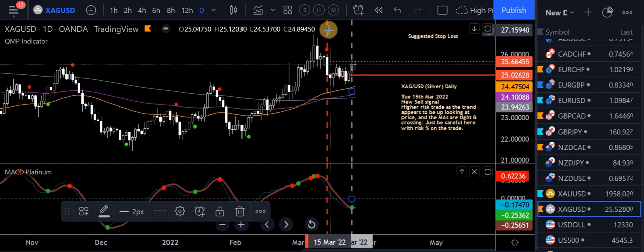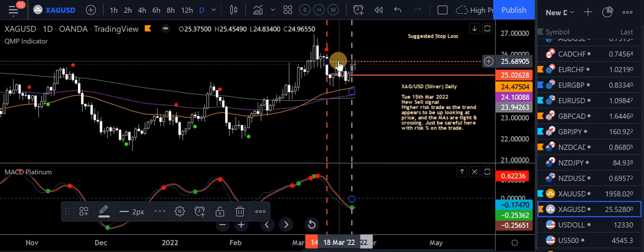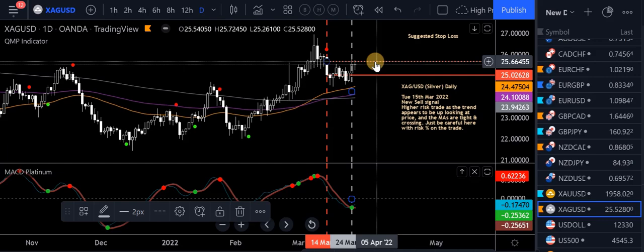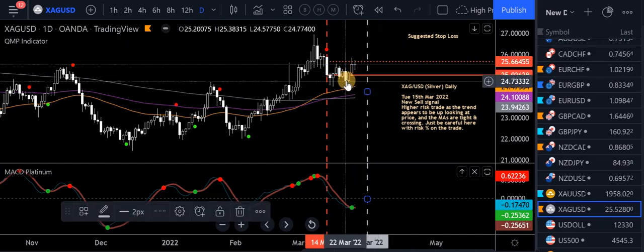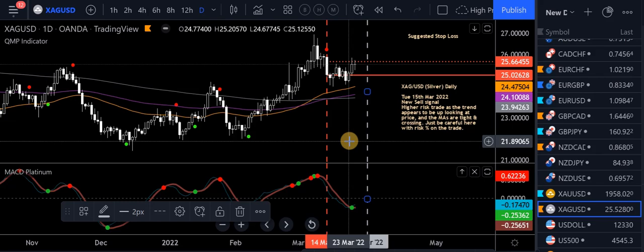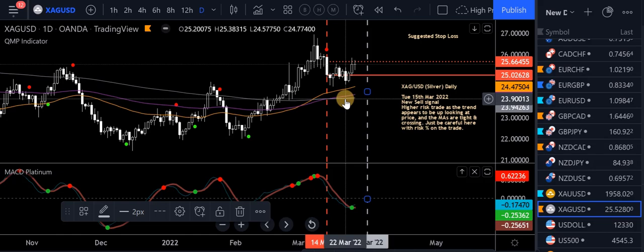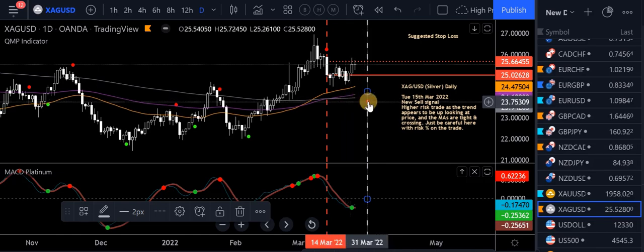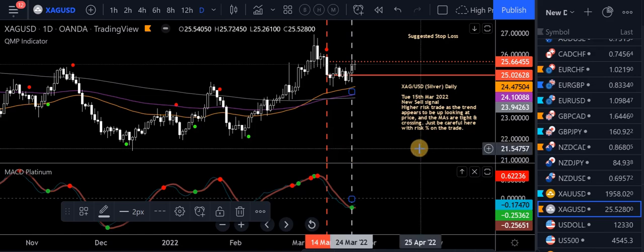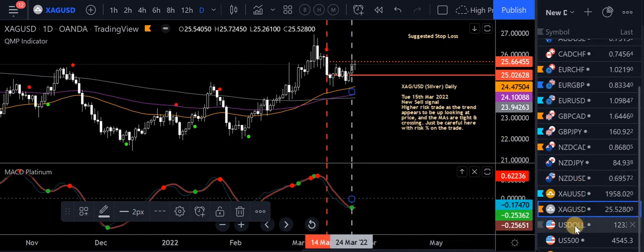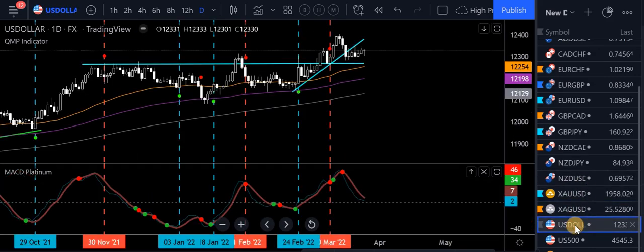The initial stop was up here somewhere. I dragged it all the way down here, just to make the loss a lot smaller. And as it turned out, in hindsight it was probably a good idea. Now it does correlate strongly with gold, so just be careful if you're trading silver and gold together. Again, we've got a warning signal there because we've got a green dot on the MACD platinum below the 0 level. That's it.